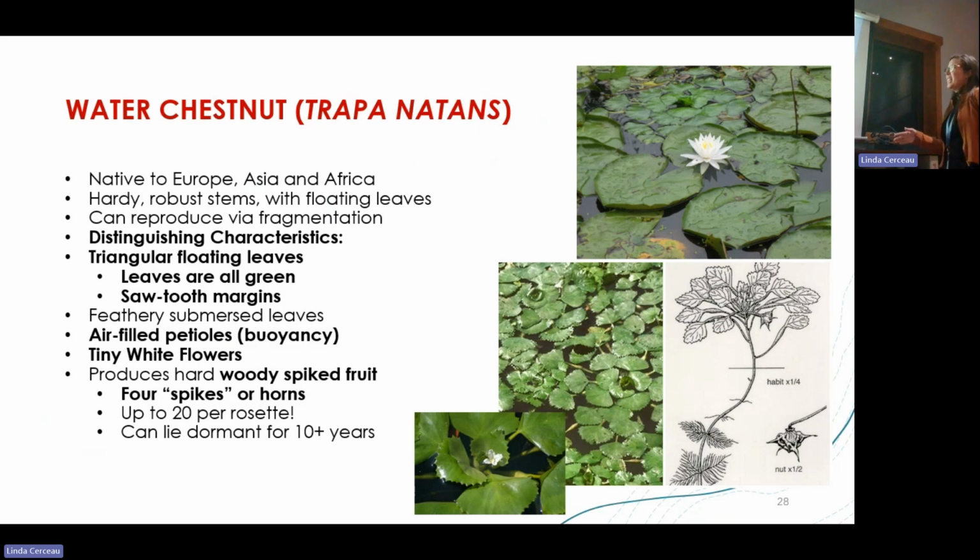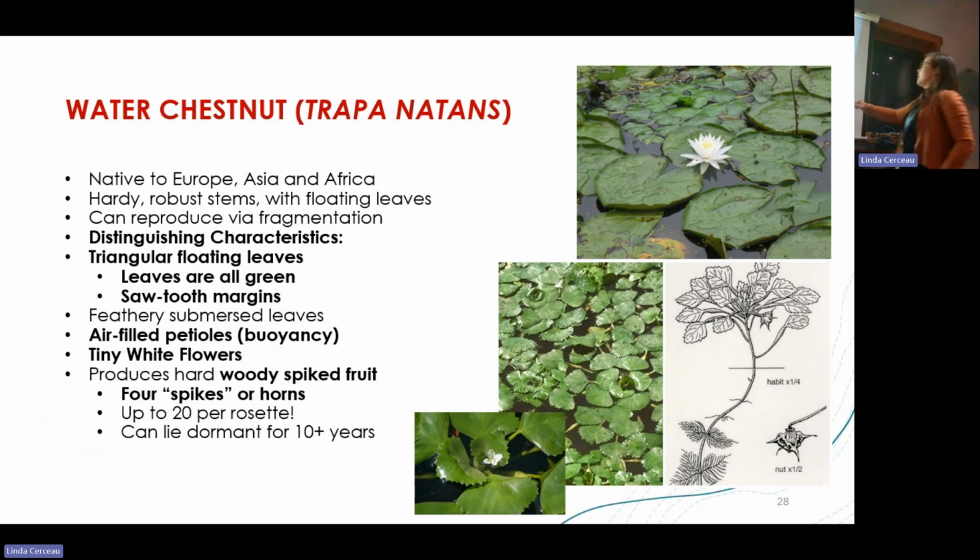So this is water chestnut. This is pretty prevalent throughout the state. Again, this is native to Europe, Asia, and Africa. It has hardy, robust stems with these floating leaves or floating rosettes. They have more of a triangular shape here, but they're serrated, so they kind of have that sawtooth margin. And you can kind of see a little bit here these air-filled sacs that help keep it above the water for buoyancy.